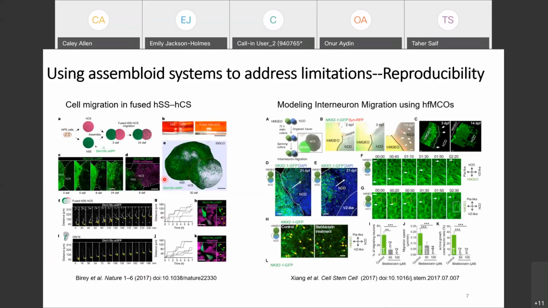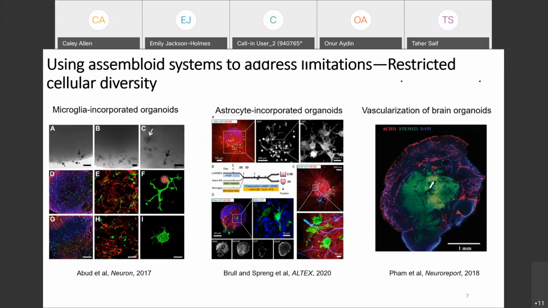People have gone as far as to look at how drugs can affect this migratory process and better recapitulate what's seen in vitro, as opposed to trying to use a cerebral organoid system that may not fully represent all these cell types. And also in the context of restricted cellular diversity, there are a lot of approaches involving incorporating the cell types that are not present in the brain organoids, particularly microglia or astrocytes. And one paper looked at even vascularizing the systems by incorporating endothelial cells into the brain organoids.